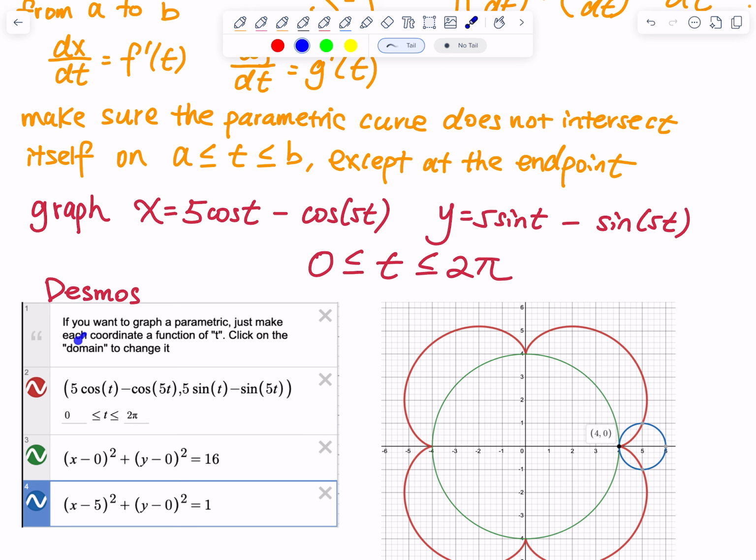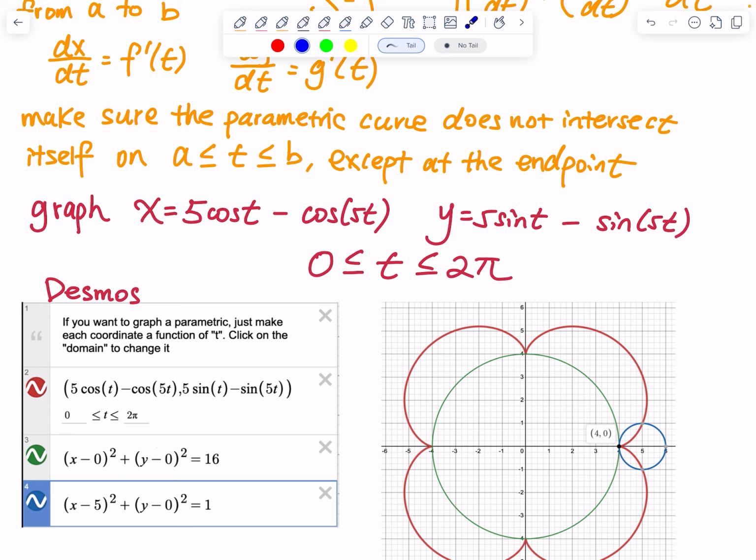I don't say x equals some t and then y equals some t. That's not going to work. You have to draw one big parenthesis, separate the two equations by a comma, and then type them. And then t is from 0 to 2 pi. Once you do this, this will pop up. You can just fill out the blank.